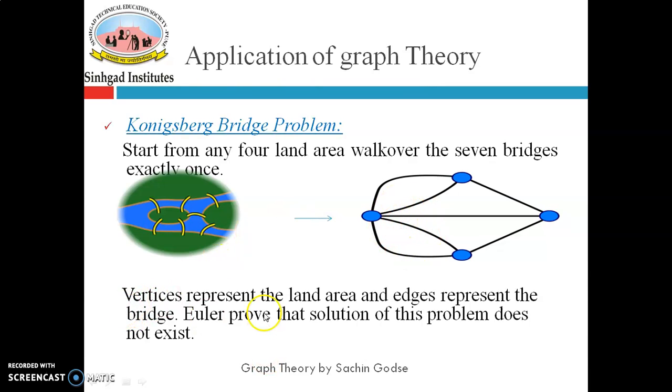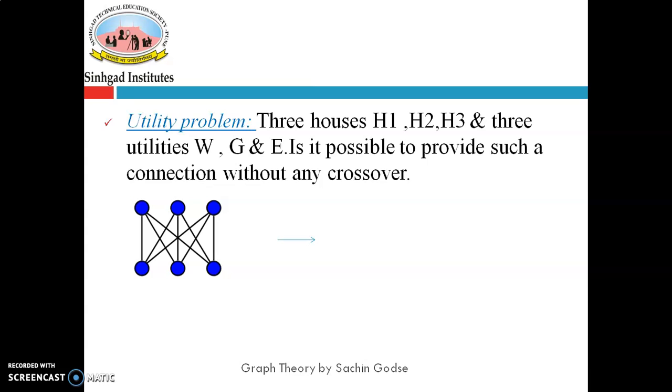So vertices represent the land areas and edges represent the bridges. In order to prove that the solution to this problem does not exist, I have given the reason why it does not exist. Then the next application is the utility problem. Here there are three homes H1, H2, H3, and three utilities, represented in the form of a graph. The utilities are W for water, G for gas pipeline, and E for electricity.